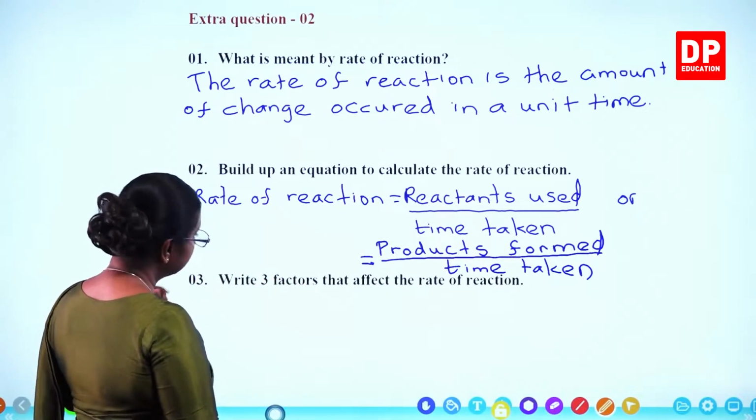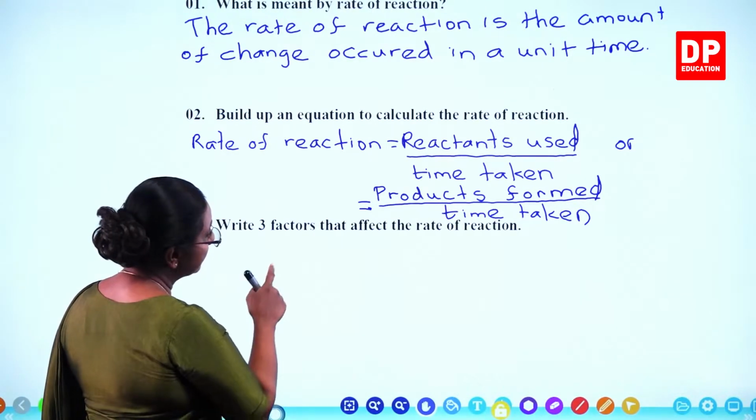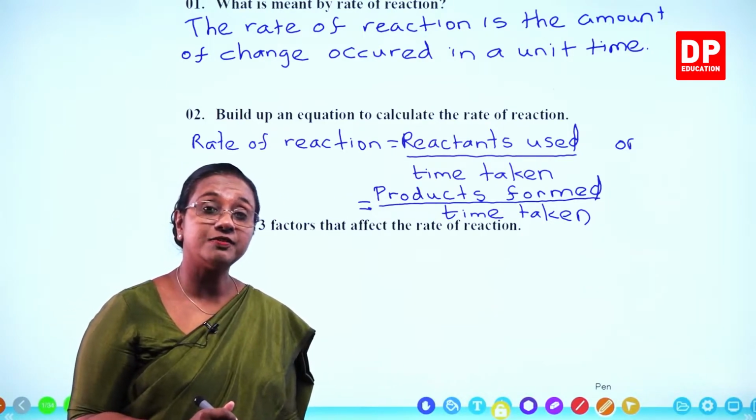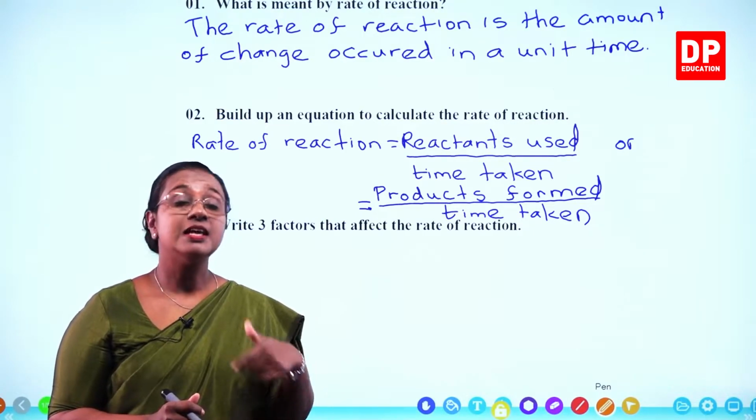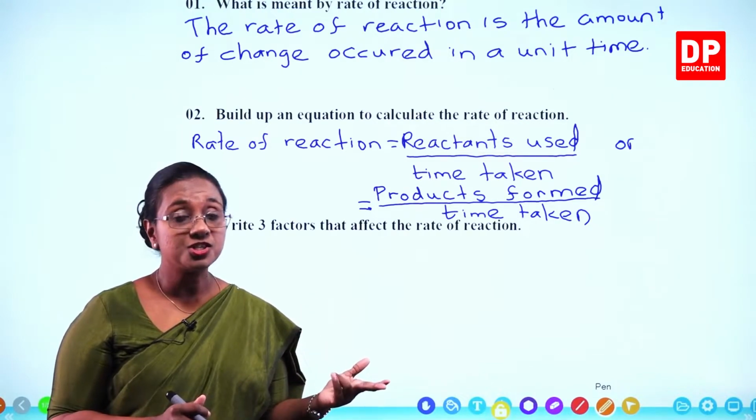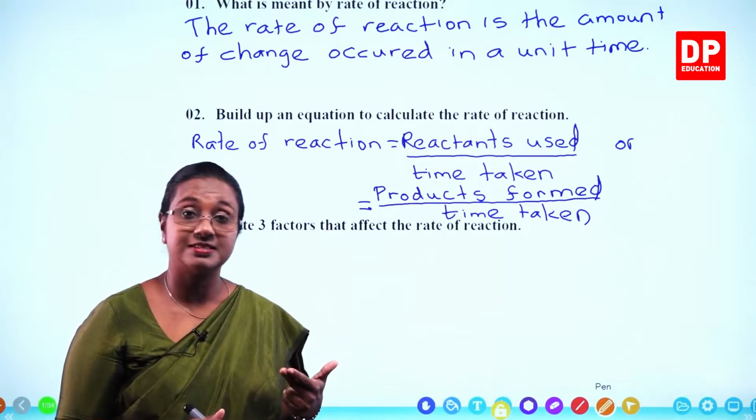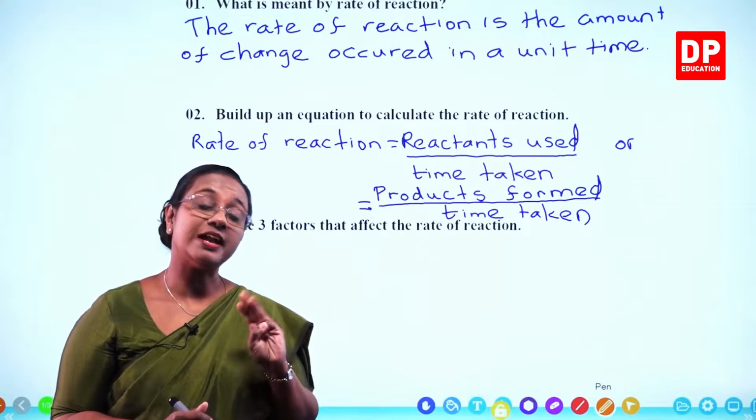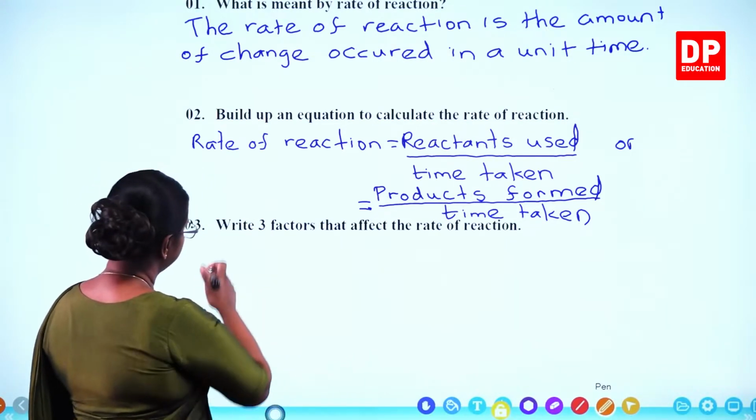Then the third question. Write 3 factors that affect the rate of reaction. So what are the factors that affect the rate of reaction? There are 4 factors: surface area of reactants, the temperature at which the reaction takes place, concentration of reactants, but it is the pressure if the reactants are gaseous reactants, and catalyst. So there are 4 factors. You can write any 3 factors. So I'll write the first 3 factors.